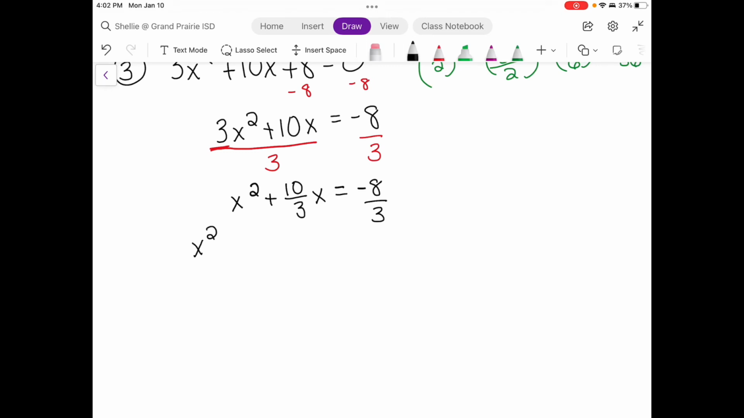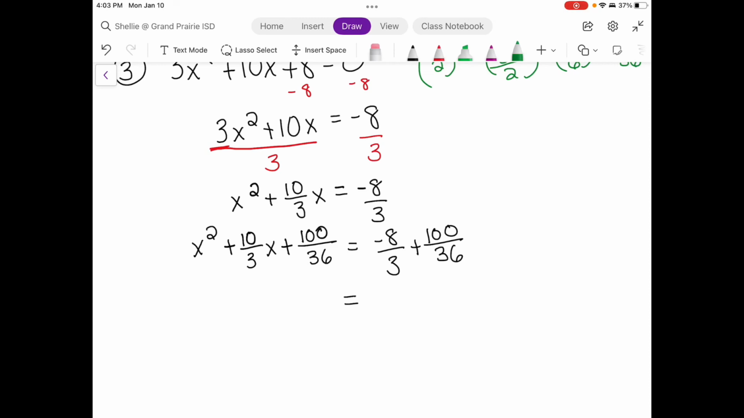So I have x squared plus 10 over 3x plus 100 over 36 equals negative 8 over 3 plus 100 over 36. Okay. I would like to go ahead and simplify the right, so I'm just going to do some math here on the side. I need 36 to be my common denominator. So I'm going to have to multiply everything by 12. I believe 8, what is 8 times 12?